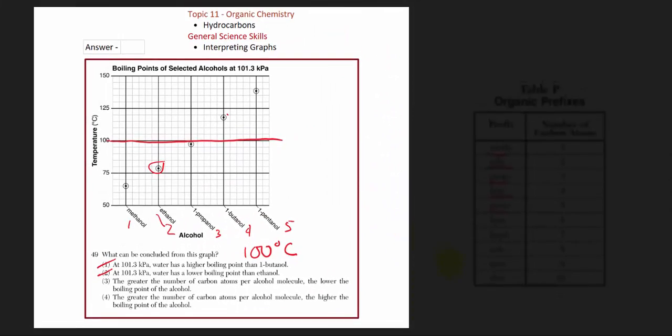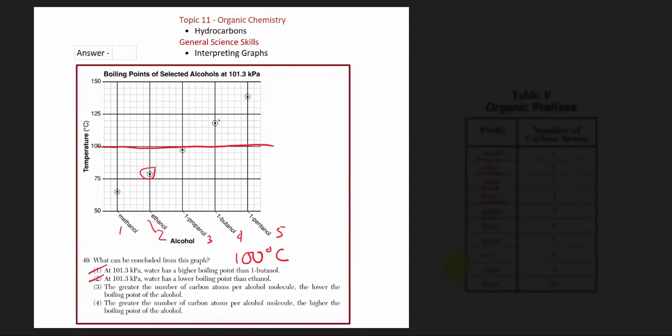So what's happening to the boiling point on this graph? Well, as you're going from 1 carbon to 5 carbons, the boiling point goes up, not down. So it's not answer 3. The greater the number of carbon atoms per alcohol molecule, the higher the boiling point of the alcohol. That's exactly what's happening. The answer is number 4.